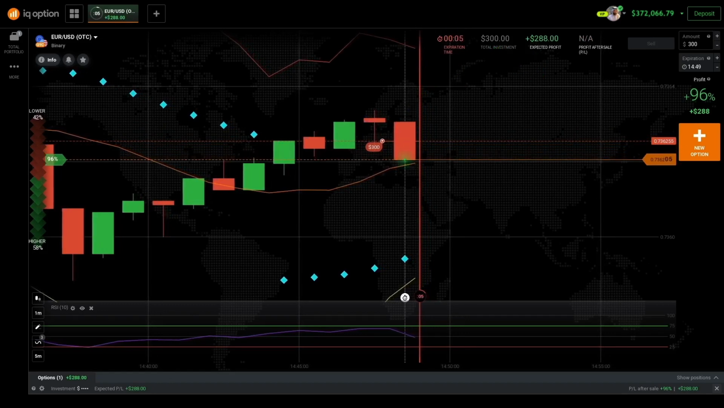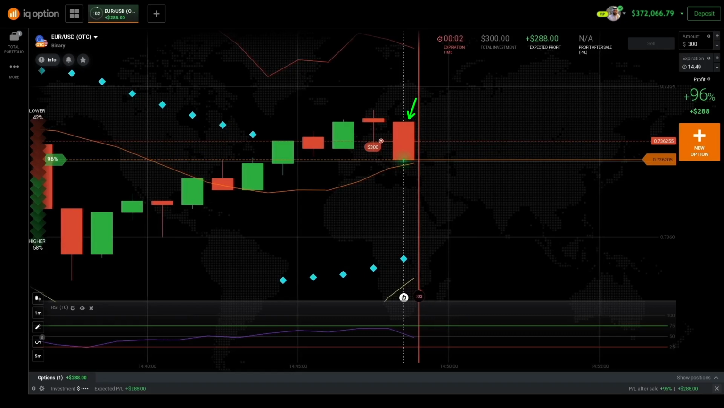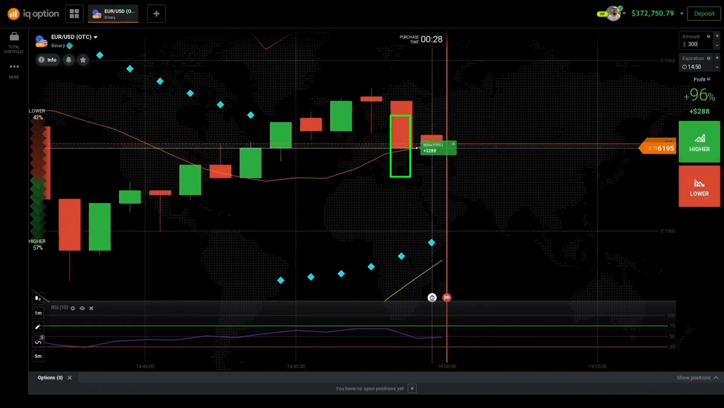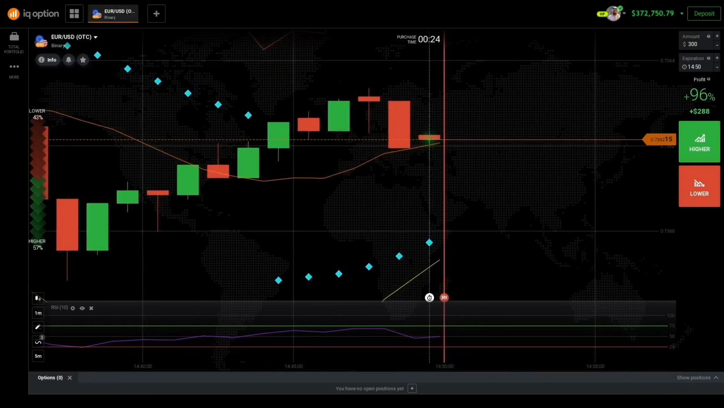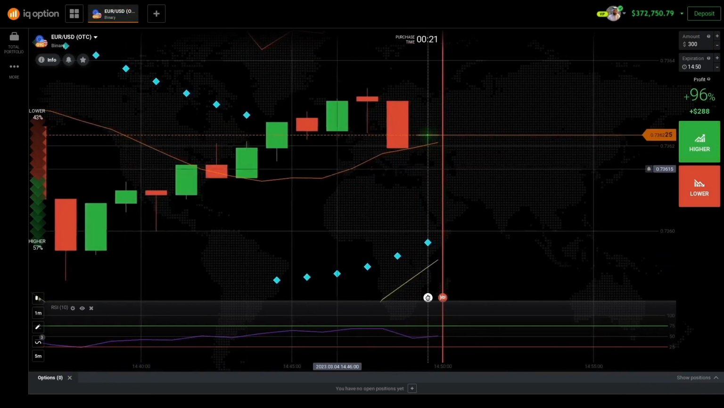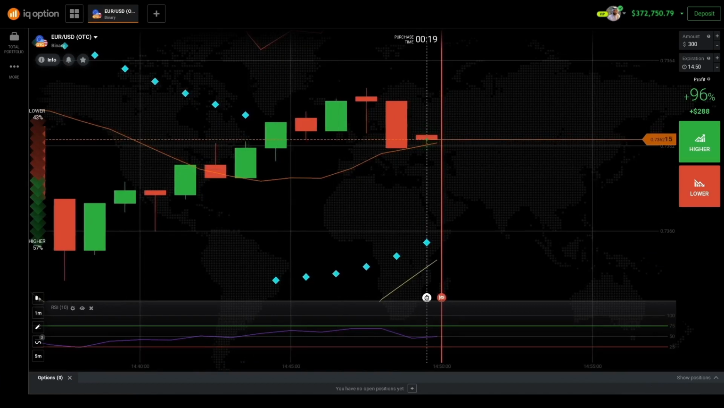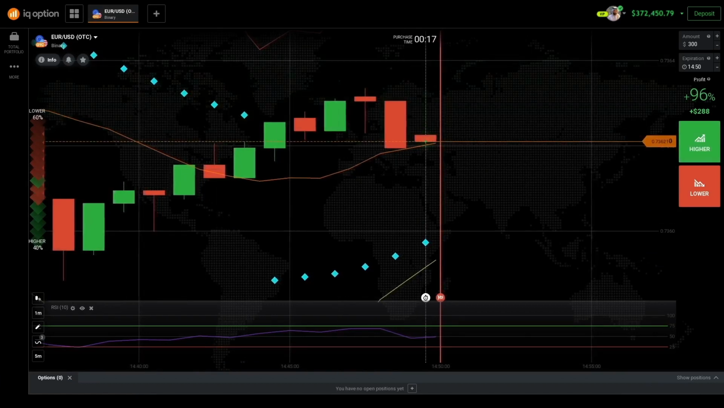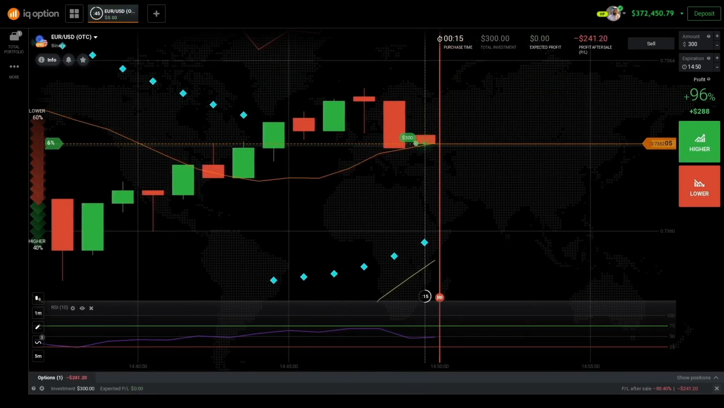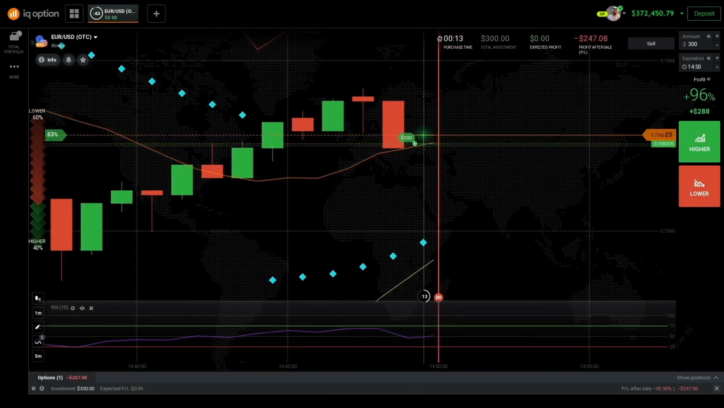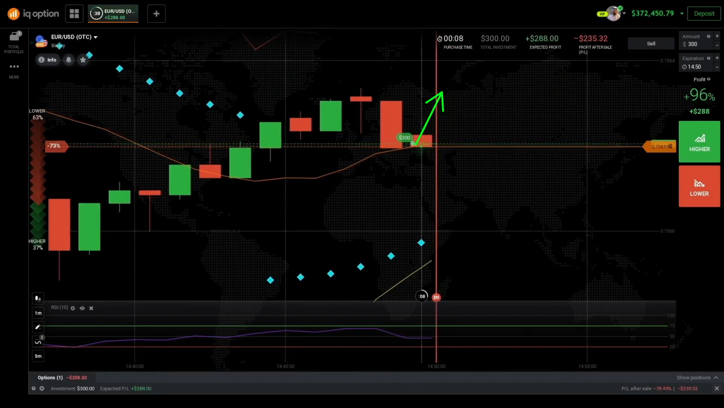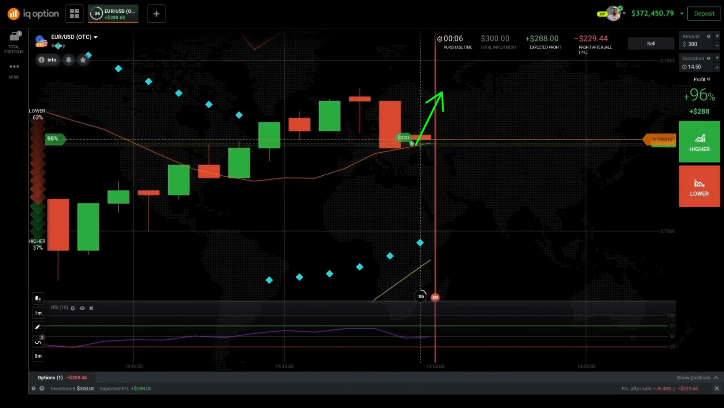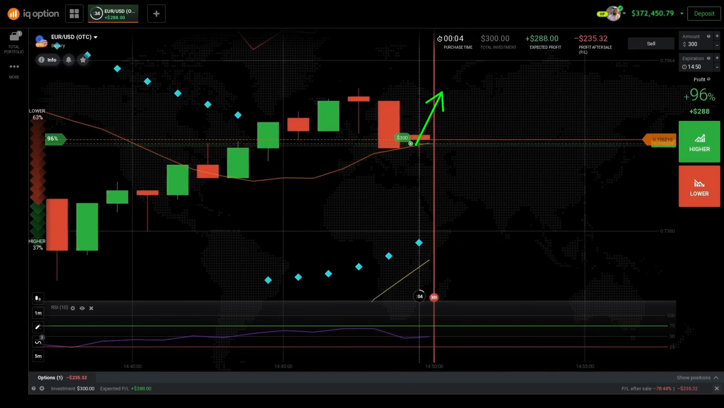Created this long red candle, sorry. Yep, as expected, I won. All right, now let's see. So here we are seeing a red candle. All right, a green one. The market will go up this time. The market is going up this time.